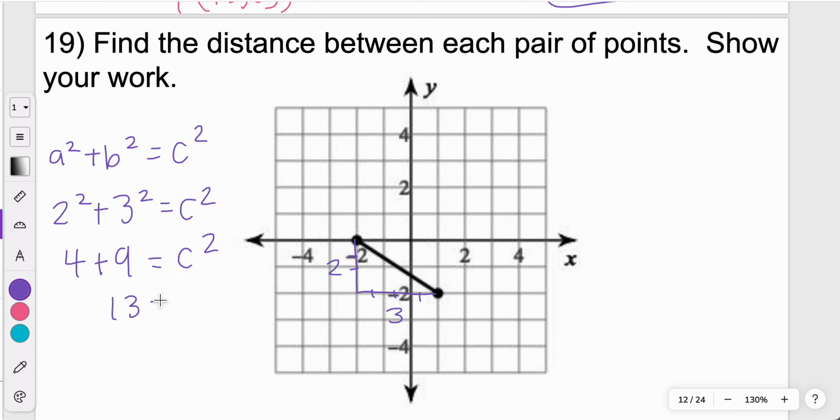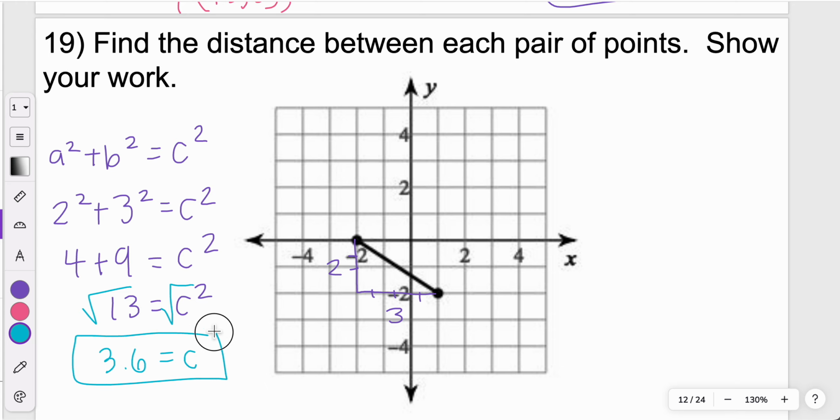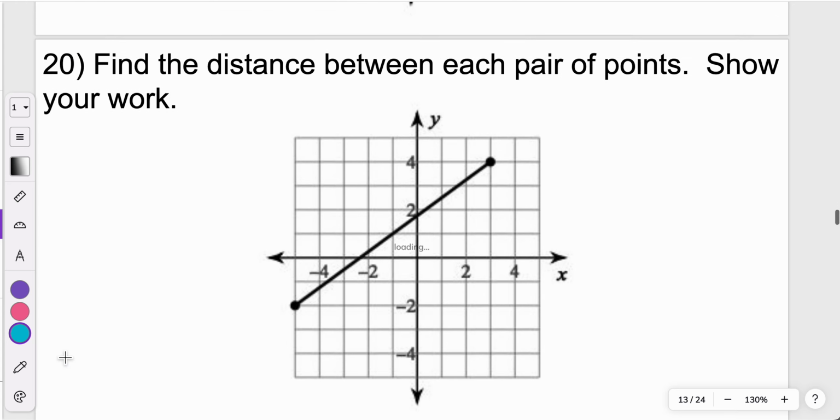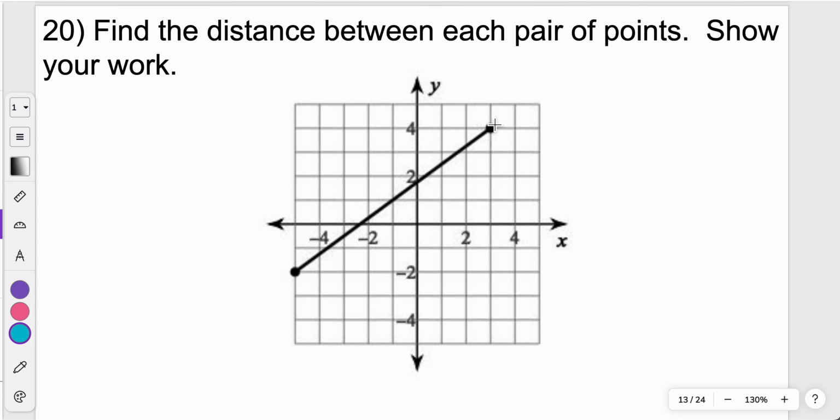That's going to give me 13. So I'm just going to take the square root of 13, and that's going to give me about 3.6 for letter C, rounded to the nearest tenth. So I'm going to do that same thing for number 20.